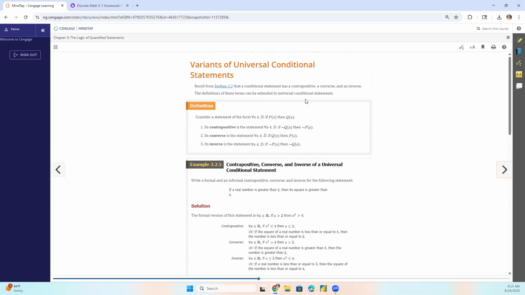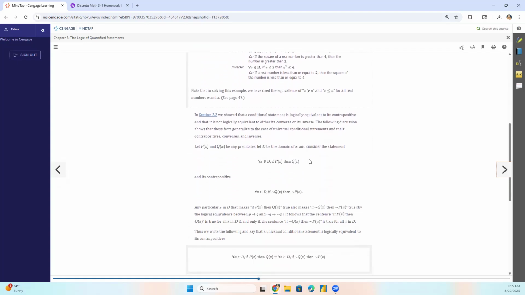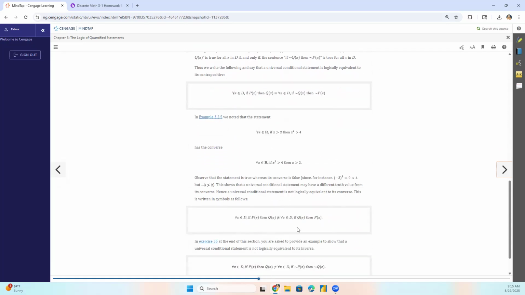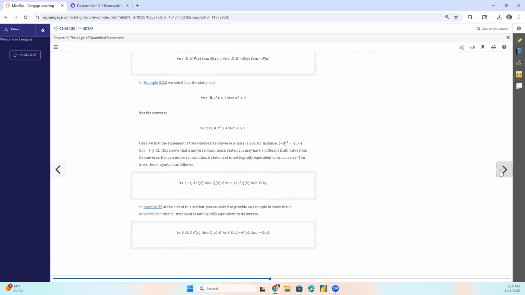So these are the definitions for this section. The definition of these terms can be extended to universal conditional statements. So we have to know these rules for the homework questions as well. We have to know these rules in the box for homework questions.